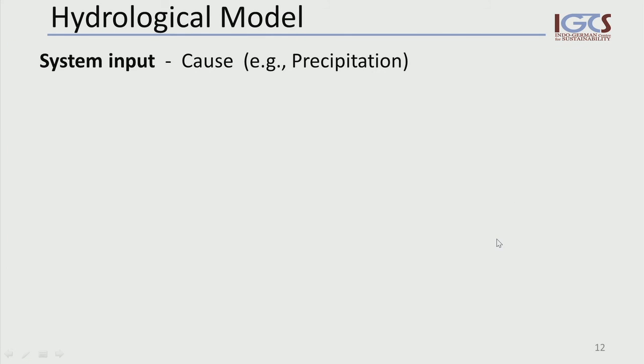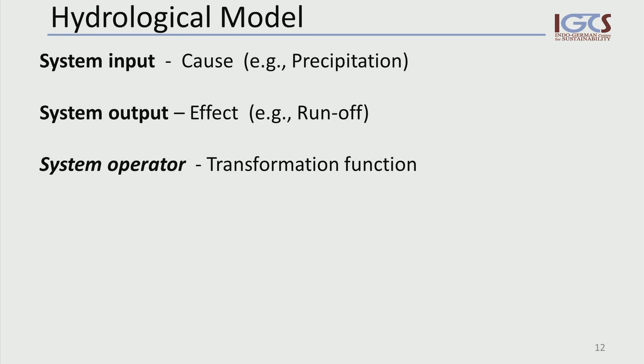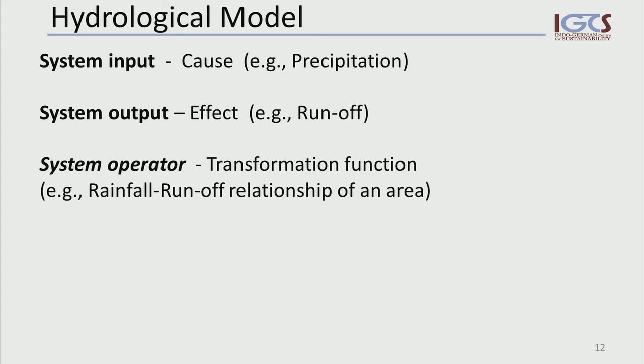Now, let's just simplify the hydrological model theory a little bit more. What we do is that we reduce the system input to a cause, and the cause would be, for instance, precipitation. And we reduce our system output to the effect, and the effect would be runoff. And then we link those two through a system operator or a transformation function. And that would create our rainfall-runoff relationship of a specific area of interest, the catchment area, for instance.